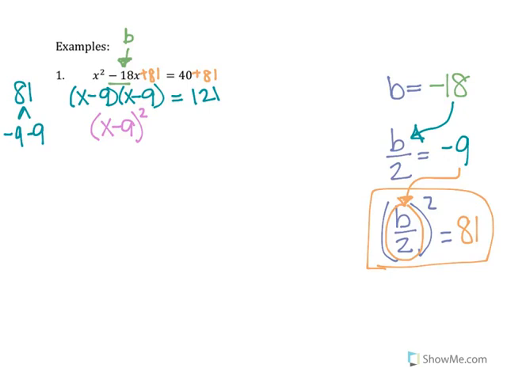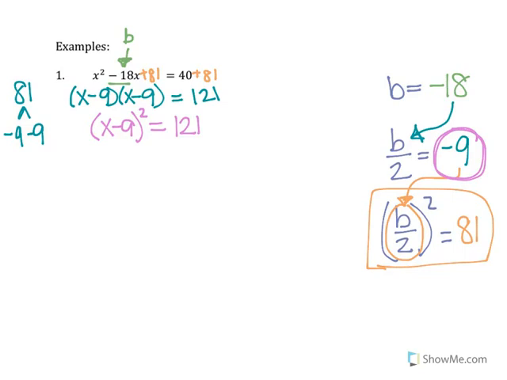And if you're wondering how you know what to put in the parentheses, looking at step 3, it says to always use your b over 2 value. So that -9 is going to be in the parenthesis. Now we still have it equals 121. And we're already on step 4.